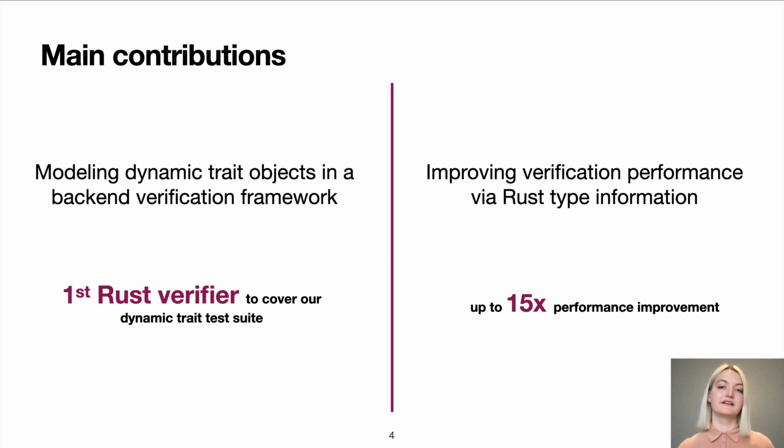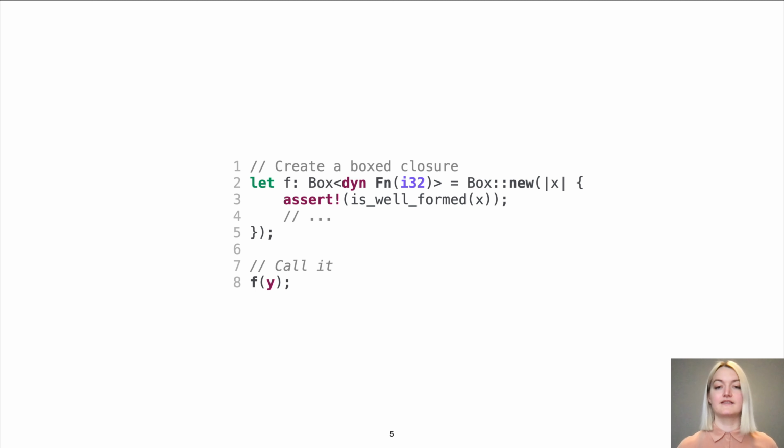So let's look at a concrete example of what I mean by verifying code that uses dynamic trait objects. It's not important to fully understand this code, but let's look into it. So to start with, we're creating a box closure, which is just a heap allocated closure or anonymous function, and we're naming it f. The dyn keyword on line 2 indicates that this closure should be dynamically dispatched, and later in the talk we'll talk about what that means. So this closure takes a single argument x and asserts that it's well-formed. Later on line 8, we call the closure.